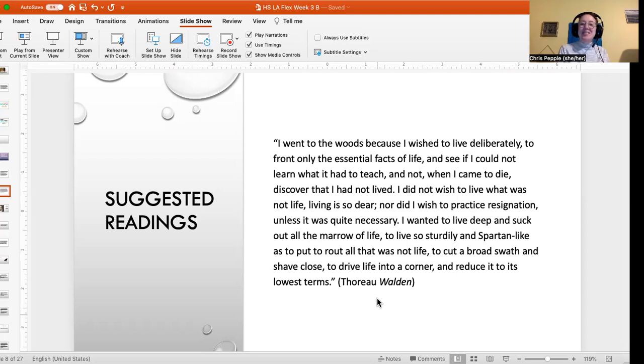So this is what Thoreau is saying. This is why I did. This is why I went to Walden's Pond. I went to live deliberately. I wanted to reduce life down and see what my life is really about.